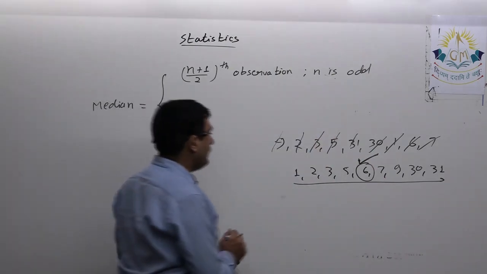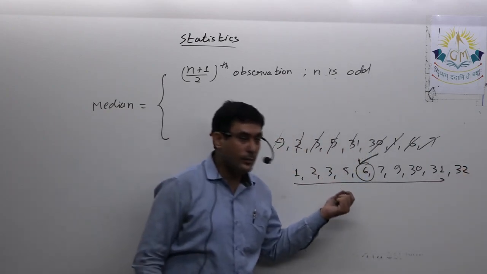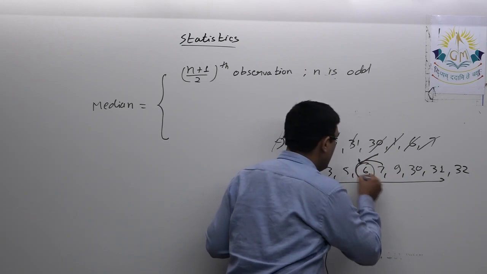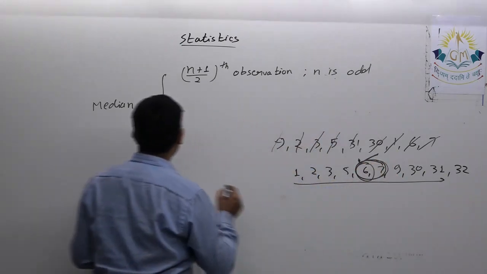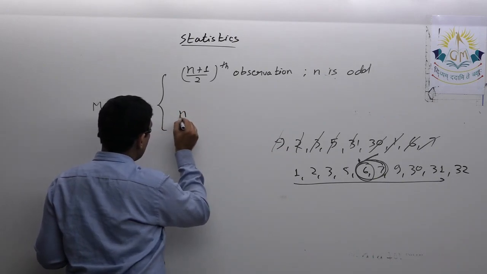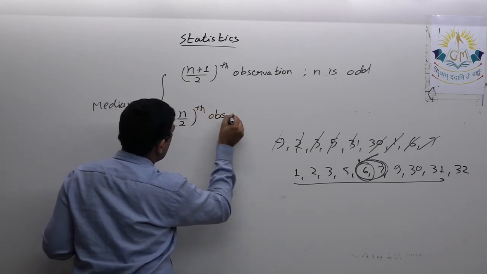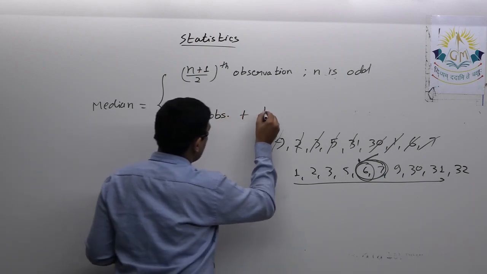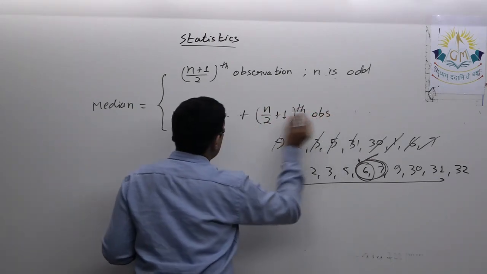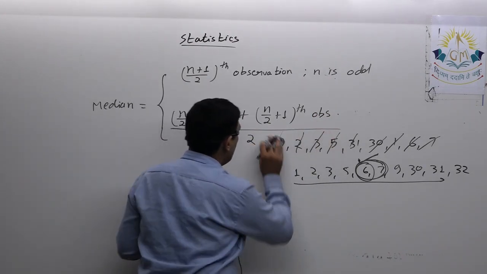Now suppose n is even, suppose I include 32 over here. Then it is not possible to find a single middlemost value. 6 is not the middlemost value, neither is 7. So we can say these two are actually in the middle. In that case, what will be the formula? The n by 2th observation plus the (n by 2 plus 1)th observation, whole divided by 2.